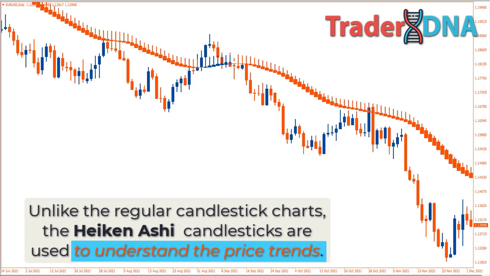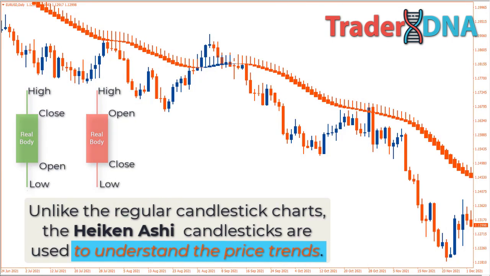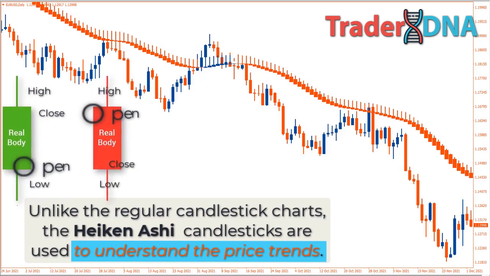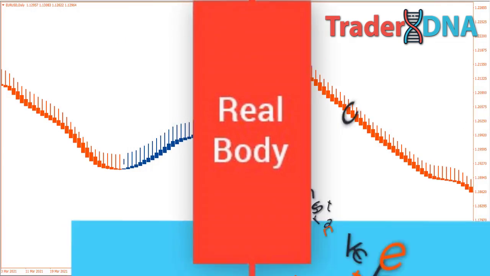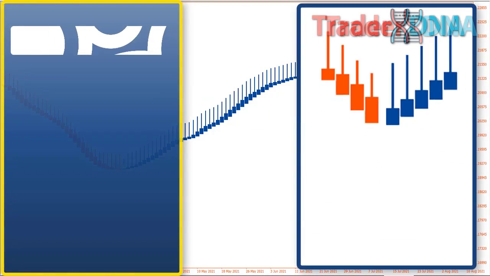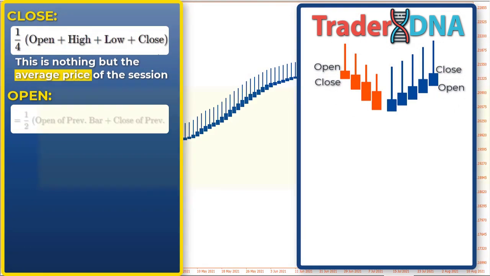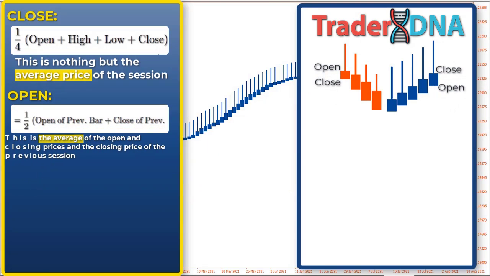This is done due to the way the price is calculated and displayed on the chart. Unlike the regular candlestick chart which shows the open, high, low and close of the price during a session, the Heiken Ashi chart takes a different view. The open, high, low and close on the Heiken Ashi chart is calculated as follows. Close. This is nothing but the average price of the session. Open. This is the average of the open and closing prices and the closing price of the previous session.